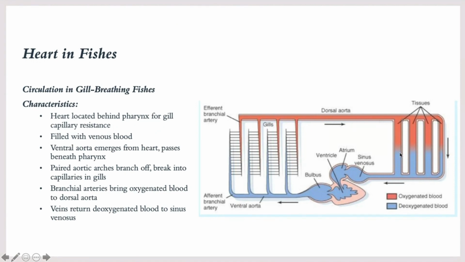Then eventually the tissues are going to use up this oxygen, and the blood is going to travel back to the sinus venosus, then to the atrium, then to the ventricle, then to the bulbous area, then to the ventral aorta, through the afferent branchial arteries, and back into the gills to be renewed again with oxygen. Okay, and that is how circulation works in fishes that use gills.